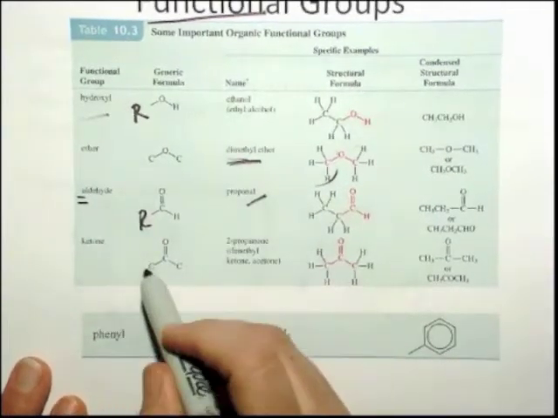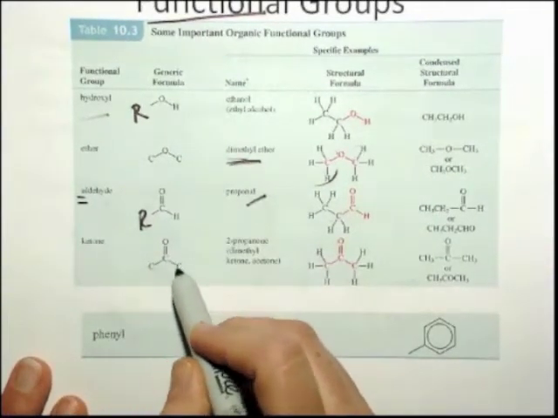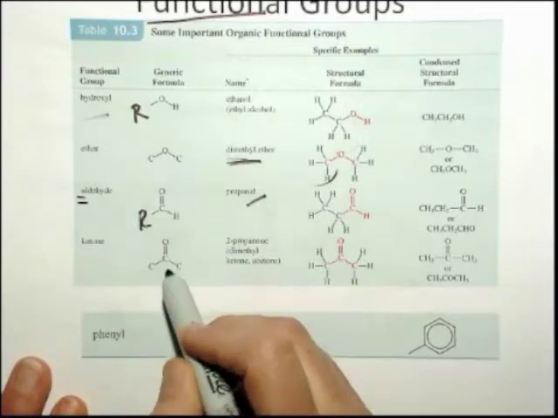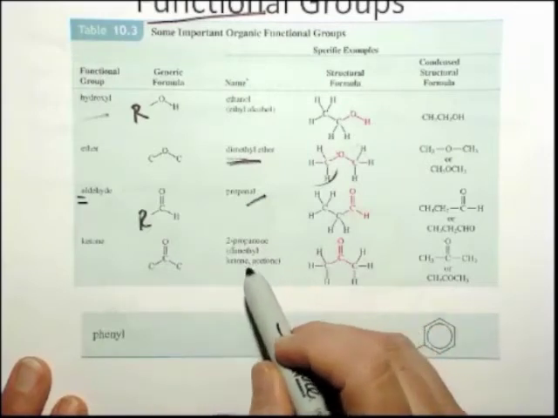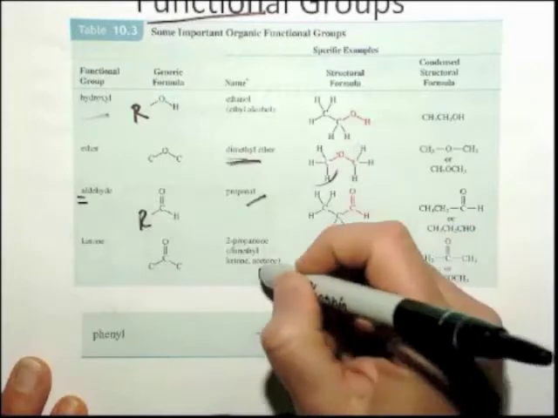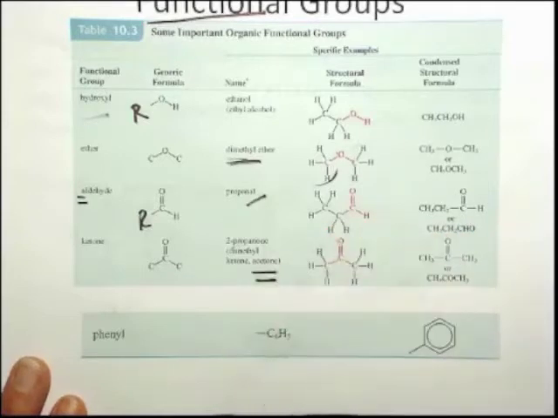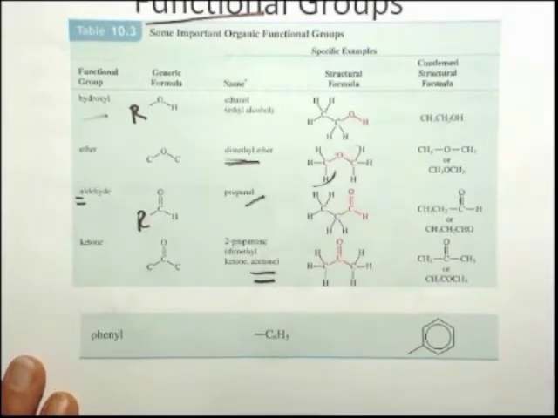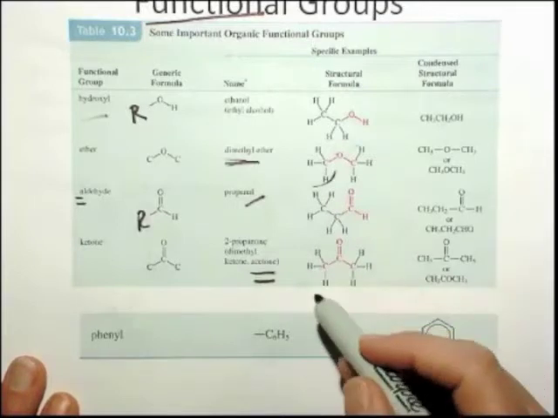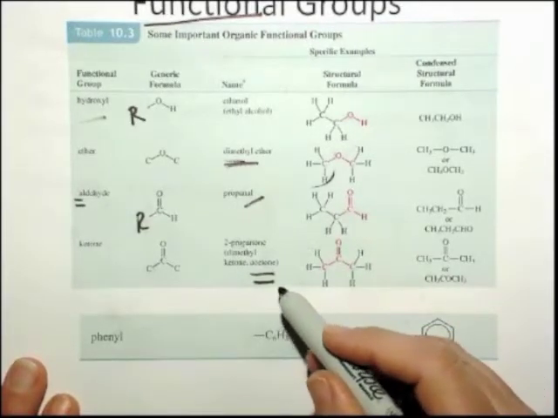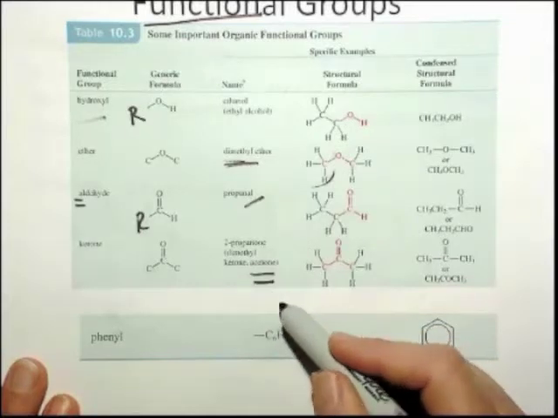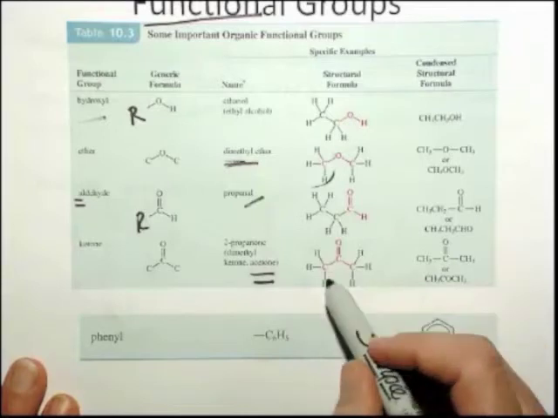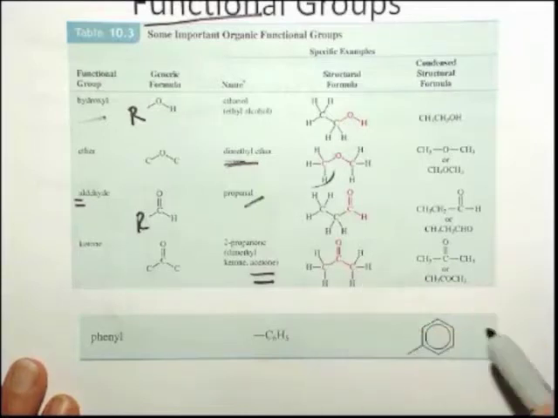A ketone. The ketone is when you have, in the middle of a hydrocarbon, not on the end of the chain, but in the middle, a carbon double bond to oxygen. The simplest one is 2-propanone, or sometimes it's called dimethyl ketone, and the common name for this is acetone. It's a common ingredient in fingernail polish remover, and you can get it in large quantities at a hardware store for use with painting and whatnot. So anyway, this is the simplest one. The common name is acetone.